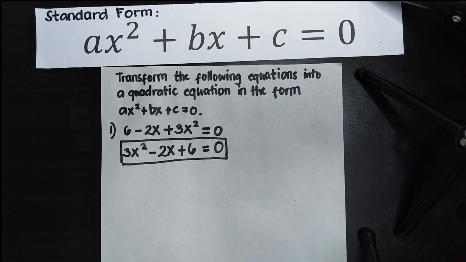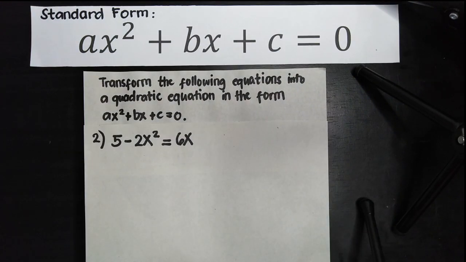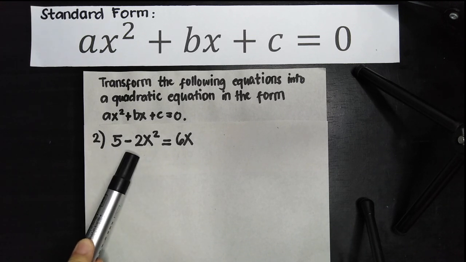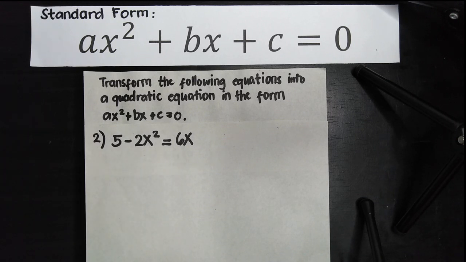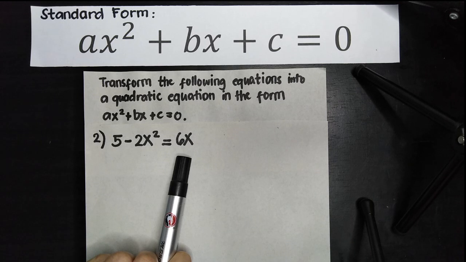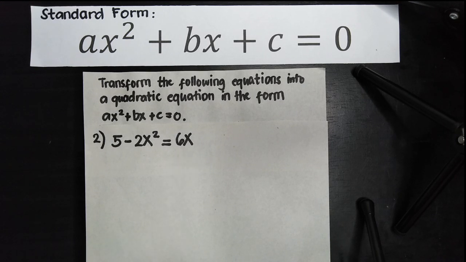quadratic equation. Example number 2 is 5 minus 2x squared equals 6x. For this example, we can obviously see the three terms again. We have the quadratic term, this is our constant term, and this will be our linear term. But this form still doesn't follow our standard form. So we have to rearrange according to order of powers, and then notice that the term 6x is on the other side of the equation. Now this side should be equal to 0, therefore we are going to apply addition property of equality.